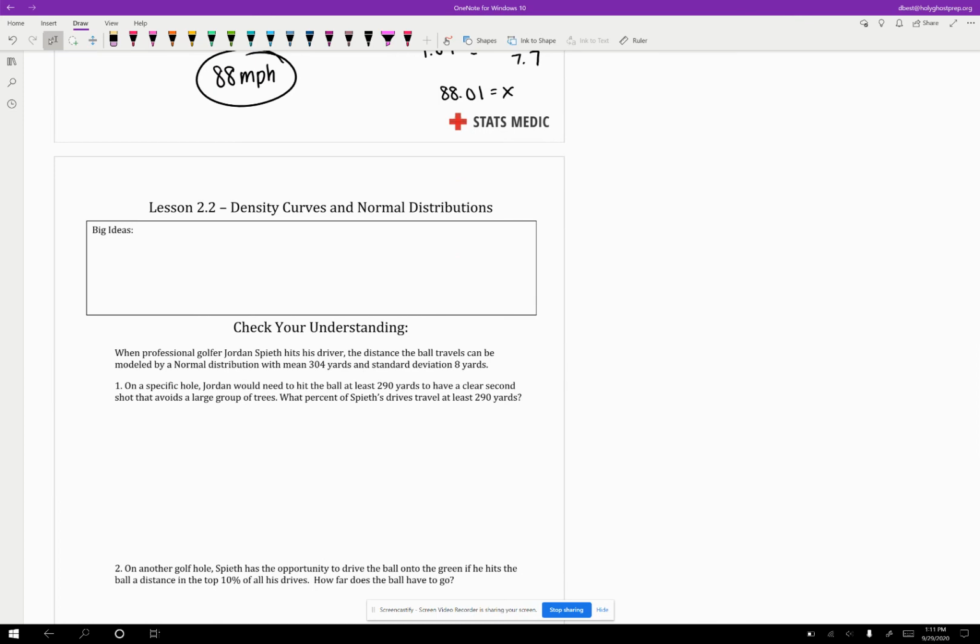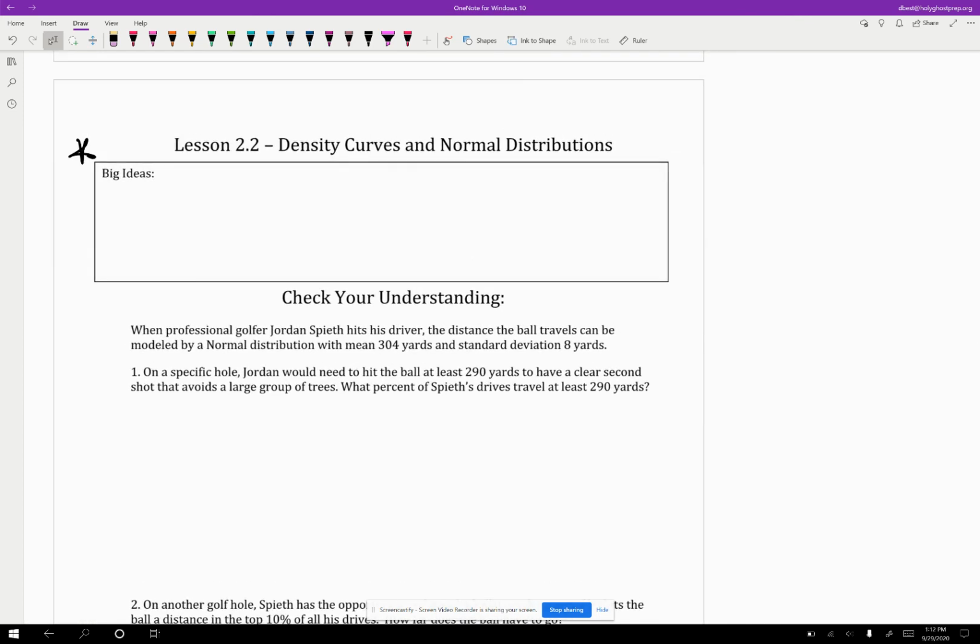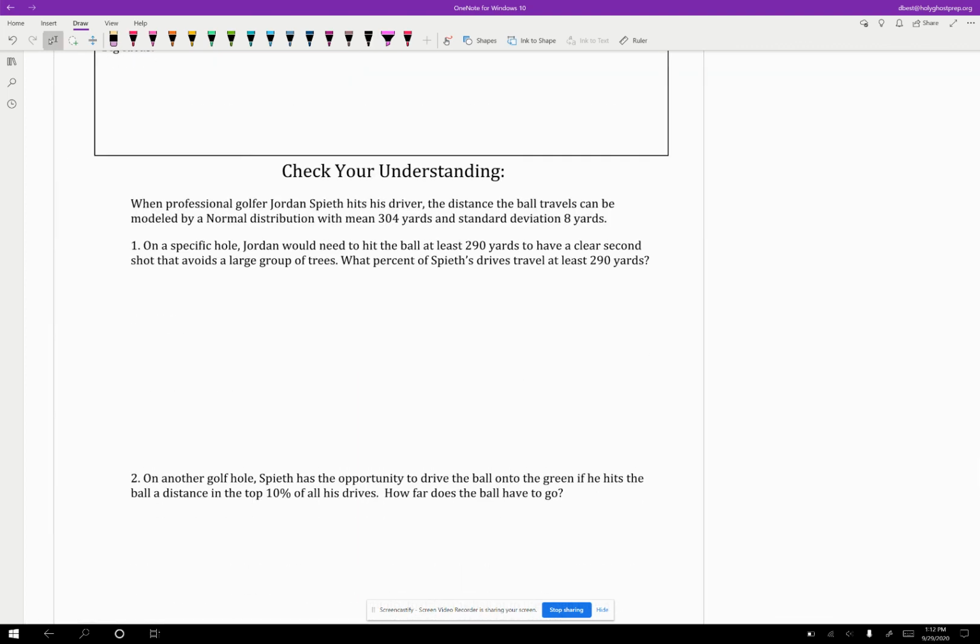The notes here I will post with the big ideas. It'll have just the formula and a basic idea of what we did, and do some practice and try the check your understanding.